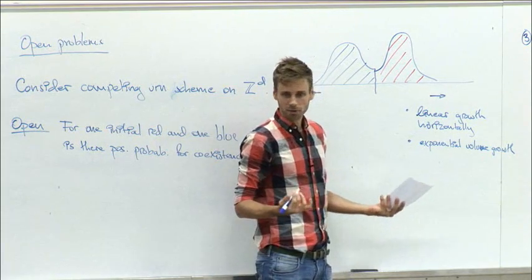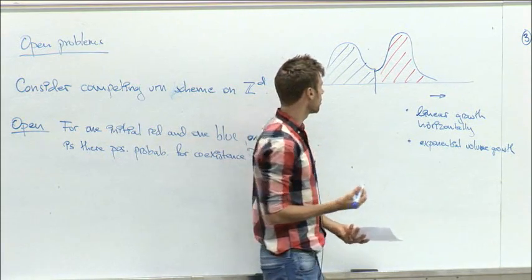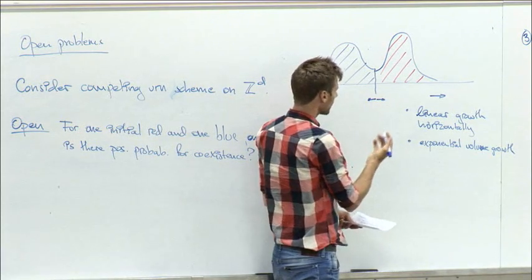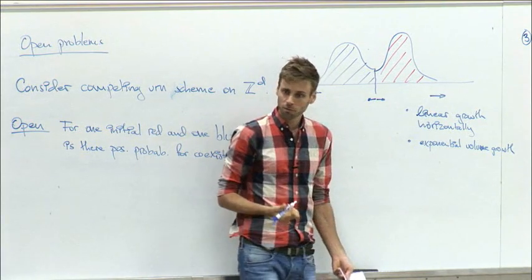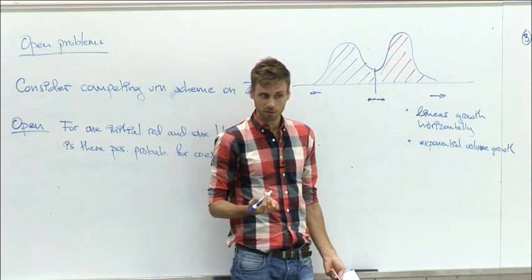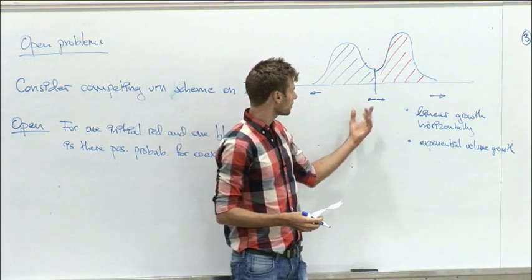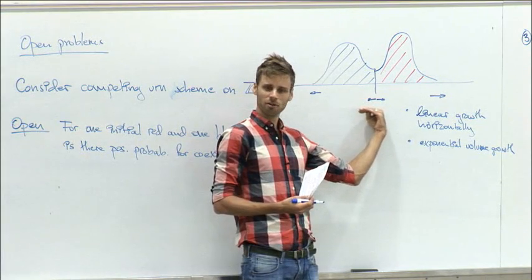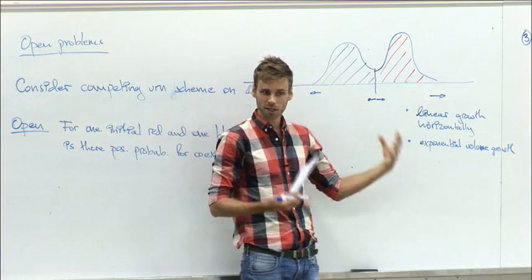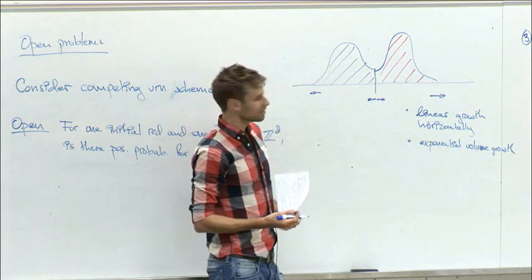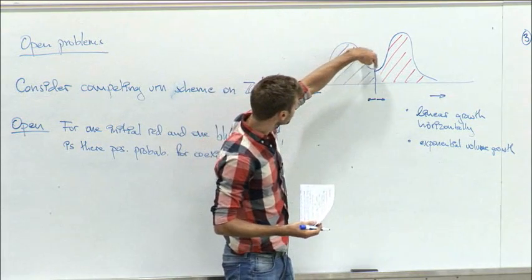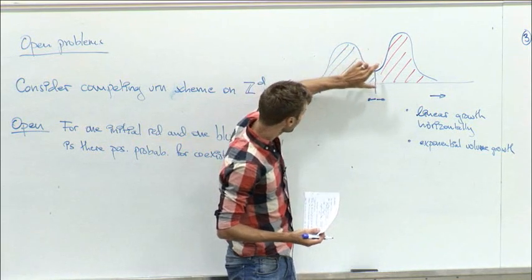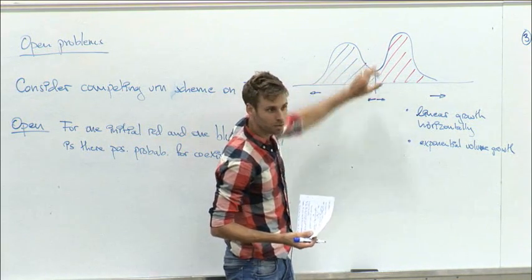But the question is, what happens over time? We don't really know. What will happen with this interface here? Maybe there is positive probability for both to survive indefinitely, but somehow one should maybe have an advantage and maybe have an interface pushing in that direction. But it really is not an easy question because it depends very much on how the interface looks here.